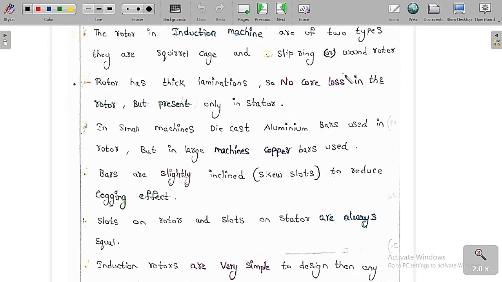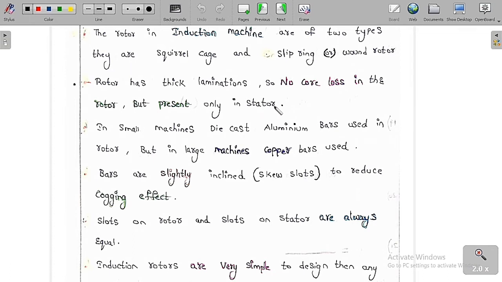One is called the squirrel cage rotor and the other is called the slip ring rotor or the wound rotor. The rotor has thick laminations, so there is no core loss in the rotor, but it is present only in the stator. Whatever the rotor, we use very thick laminations, so the core losses in the rotor are very small. That is the reason we neglect the core losses, and only consider the copper losses in the rotor.